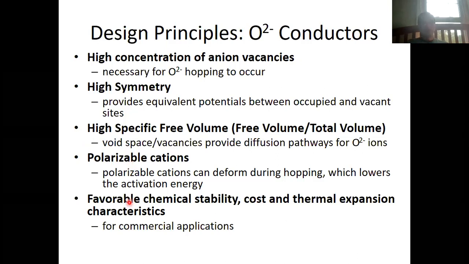So of course, you would like to have a favorable chemical stability. If you want to commercialize this, you have to also look at the cost. Thermal expansion is another characteristic in electrochemical devices, because you do not want to have an interrupted ionic circuit because of thermal expansion of your electrode material.